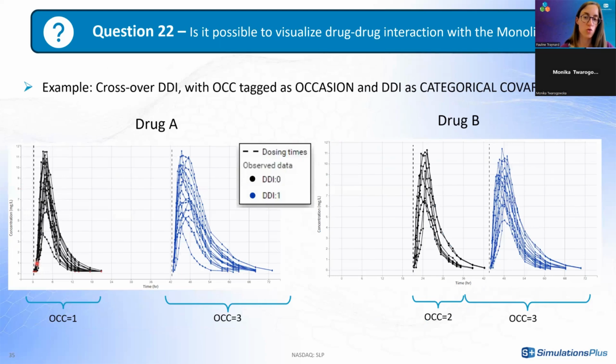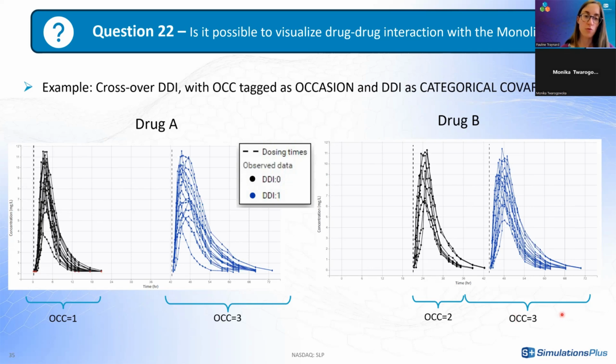sets of measurements for 2 drugs, so drug A and drug B, that are given separately, so without drug-drug interaction, and then some sets of measurements for each drug that are given concomitantly, so where you can have drug-drug interaction. So in that case, you can distinguish these different periods of time with occasions, so occasion 1, 2, and 3.